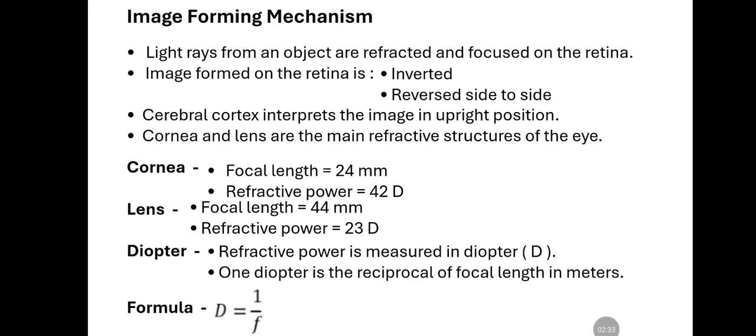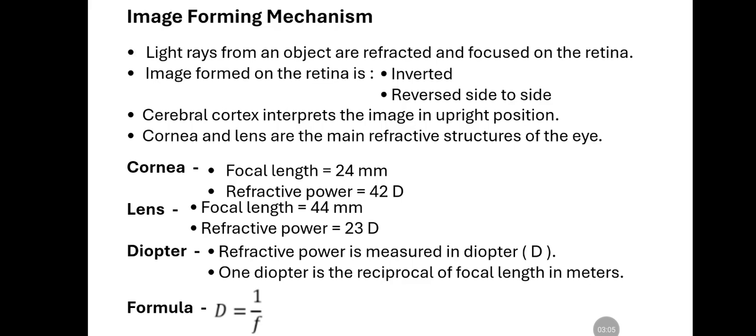Cornea and lens are the main refractive substances of the eye. Cornea: focal length is equal to 24 mm. Refractive power is equal to 42 D. Lens: focal length is 44 mm. Refractive power 23 D.